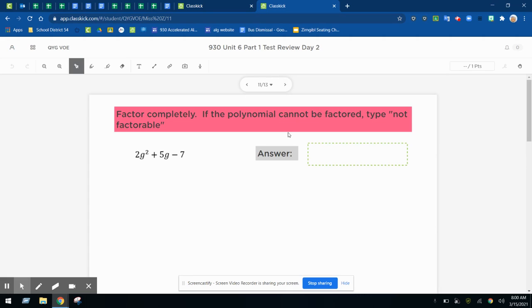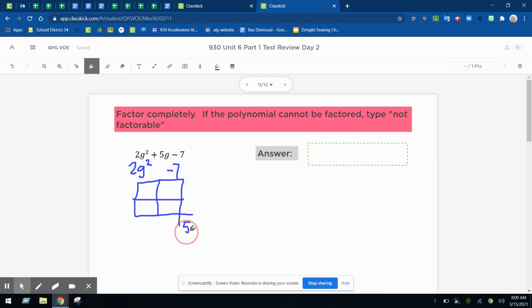Okay, we have 2g squared plus 5g minus 7. Let's start by deciding if I can take out a GCF. Is there anything that those numbers share? There is not. So let's go ahead and set up our factor box. We have 2g squared, negative 7, and 5g. So for 2g squared, I know I'm going to have 2g times g. And again, 7 only has two factors, one and itself.